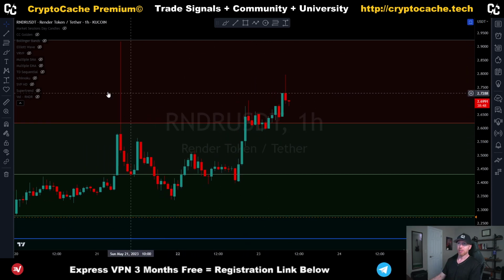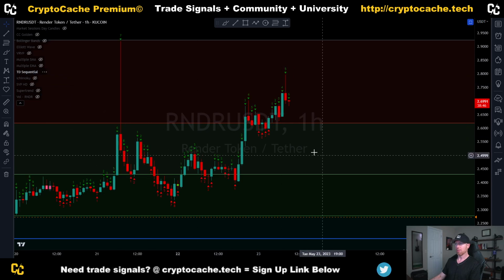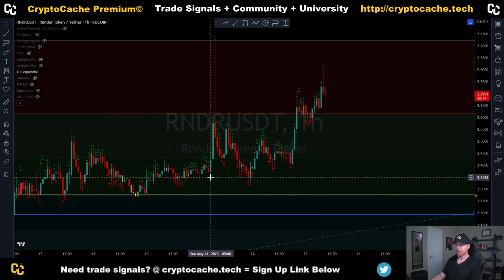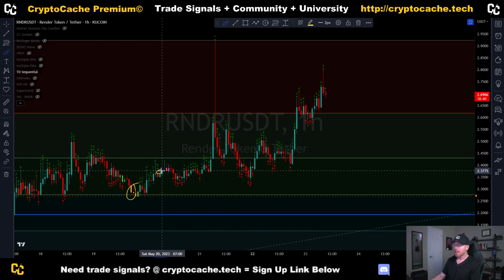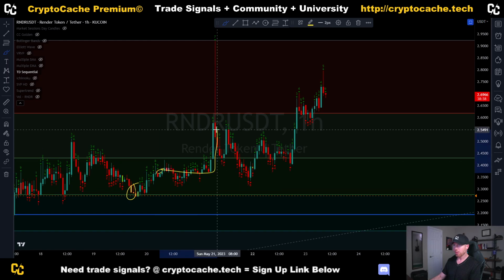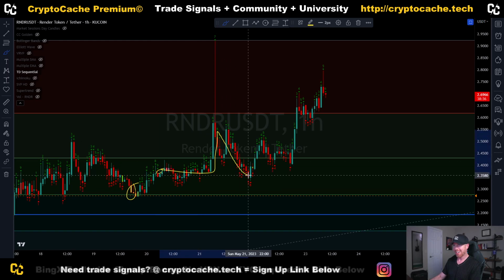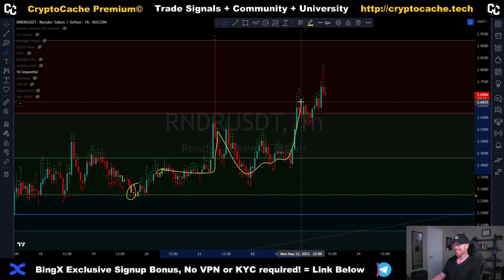When it comes to the hourly, this is where things get interesting here. Let's go ahead and double check. We can see previously we've had a couple of 9s where the price came up and down at a 9. And then it goes sideways, jumps up to another 9 here, pulls back to another 9, and then goes sideways and up again to a 6.